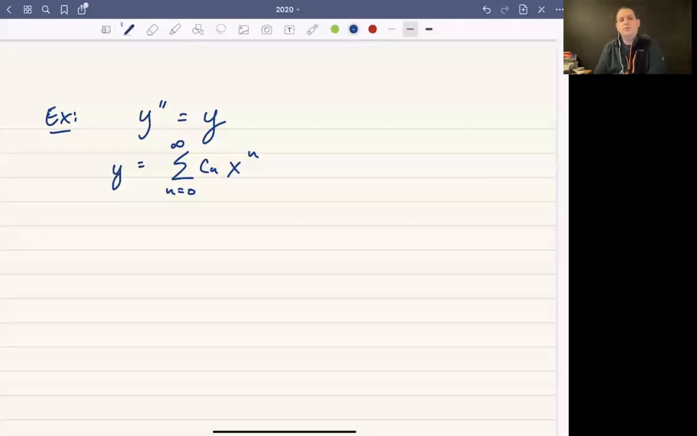So the next example we'll do will be this one. y double prime equals y. Again, this is something that we could have done earlier. This is a pretty straightforward chapter 4 problem. And what we're going to do is pretend that we have a power series solution y and then figure out what that power series is.